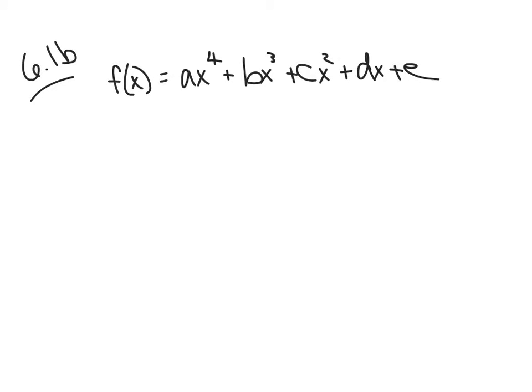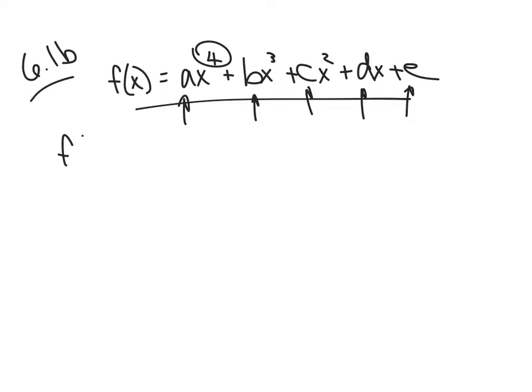Okay, 6.1b, quartic functions, bottom of page 431. Here is an example. Here is the form of a quartic function. It's a fourth degree, and each A, B, C, D, and E are numbers, and obviously your x is our variable. All right, notice the picture on 6.6, A, B, and C. Those are quartic functions.